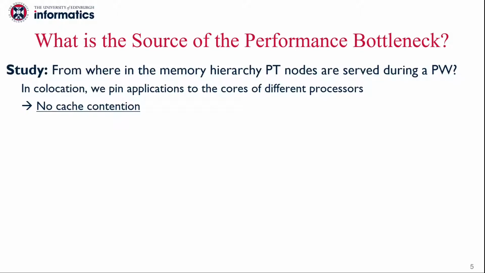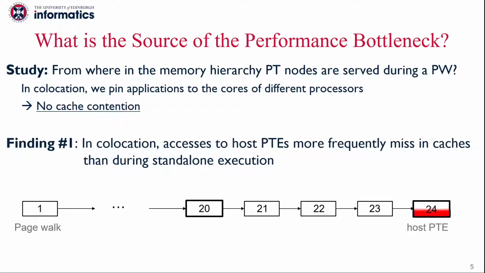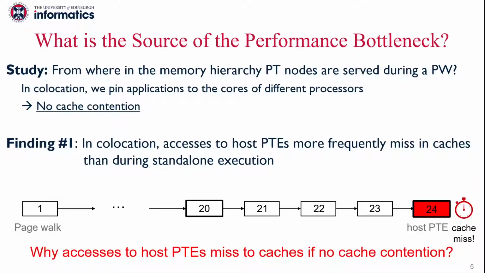It's important to note that in collocation, we pinned threads of a target application and a corunner to cores of different processors. As a result, the target application and the corunner don't share LLC capacity, and there is no cache contention. However, despite the fact that there is no cache contention, we found that in collocation there are more cache misses during accesses to host PTEs than in standalone execution. So the question is, why in collocation are there more misses to host PTEs?